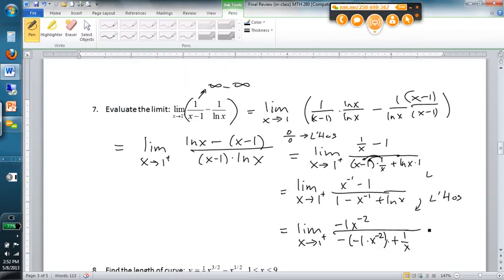Well, it looks pretty bad, but if I plug in my 1 now, can I? If I plug in 1 now, don't I get negative 1 on the top? This and this make a positive, so that would be a positive 1 plus a positive 1. That's negative a half. Right?